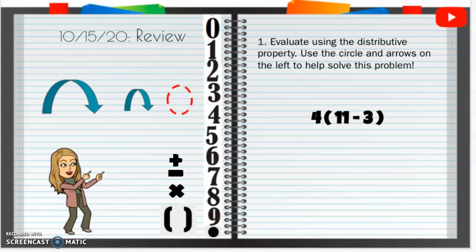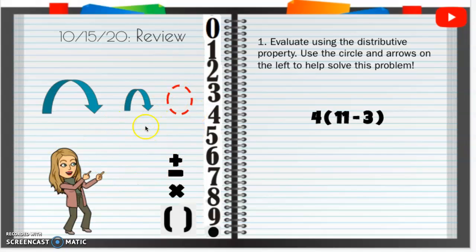October 15th, 2020 review. Number 1, evaluate using the distributive property. Use the circle and arrows on the left to help solve this problem. Yay, we know distributive property. We did this yesterday and we can do it again.